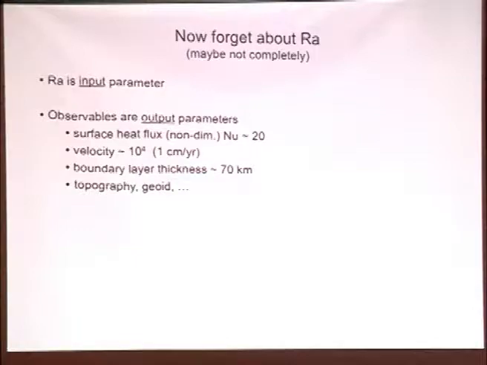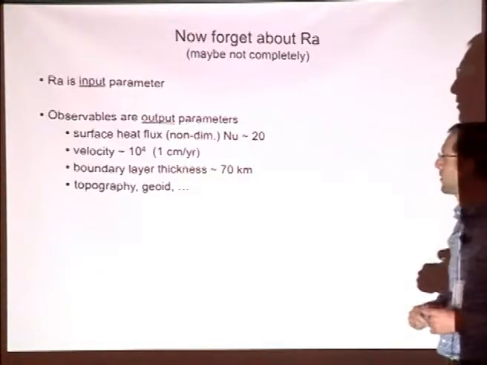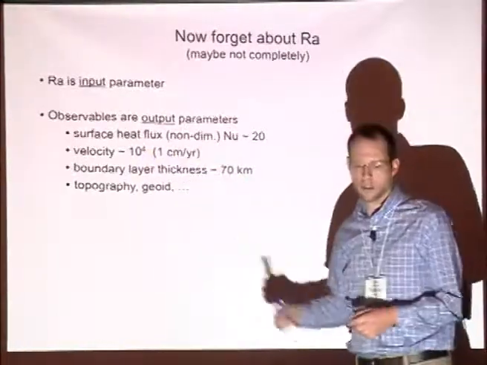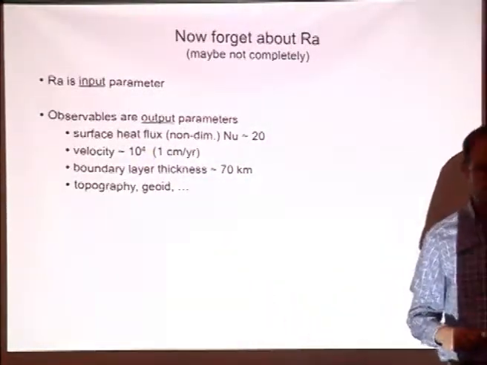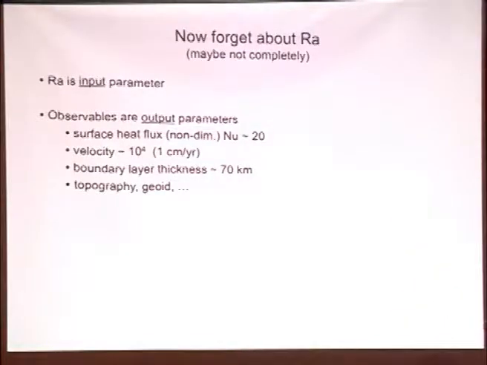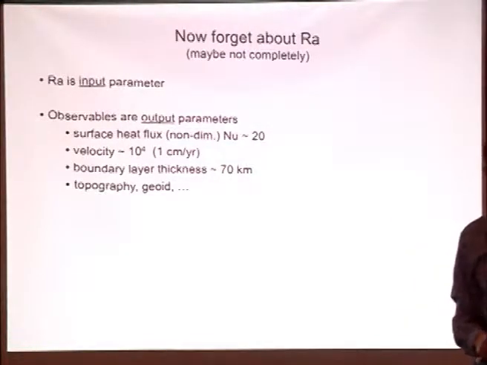Or you might want to compare with surface velocities, plate velocities. And so you want to shoot for a target of maybe 10^4, which in dimensional units would be about a centimeter per year. Or you might want to look at the boundary layer thickness of your model and see if you get into a range of 70 or 100 kilometers. You can look at the topography and geoid as well.